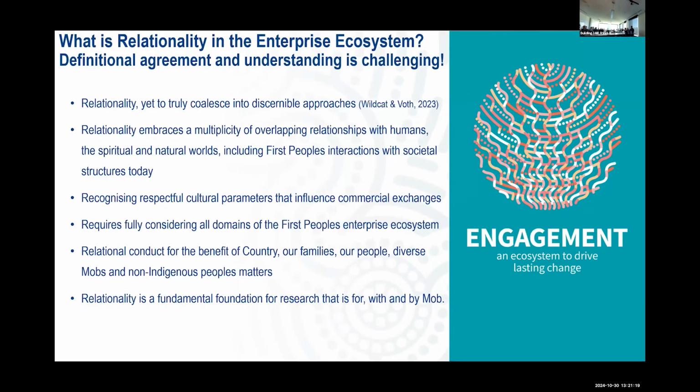What is relationality in the ecosystem? Well, it's wildcat. He says it's yet to really coalesce in its discernible approaches. So for me, it's a real practice. We've got multiple overlaying relationships, whether they be the humans, the spirit world, the natural worlds, and I know Dennis is going to come to that, so I won't go into too much more detail.